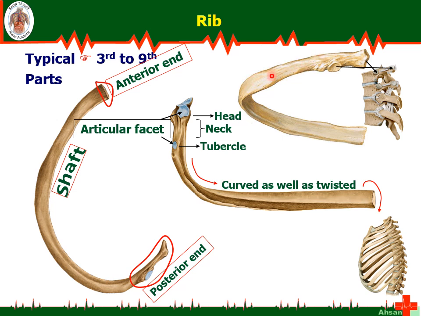At the curvature, this is one point which has an elevation on the external surface. The same thing happens here also. These are known as angles. So the typical rib has two angles. They are very marked on the outer part as an elevation. If we look from above, we'll find that there is some bending here. So these are the angles. This is prominently present in a typical rib.